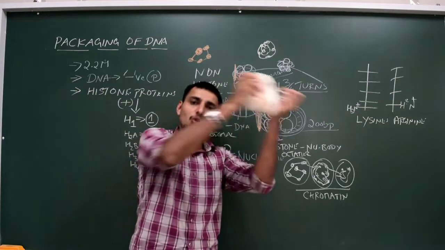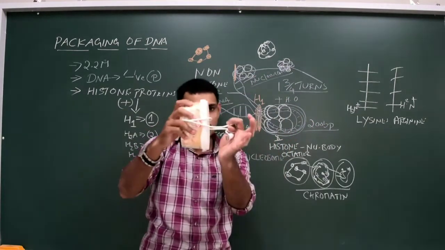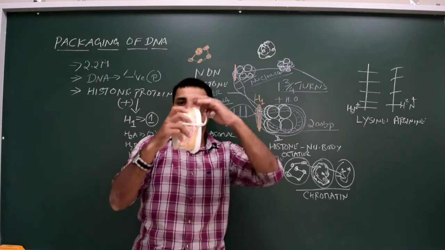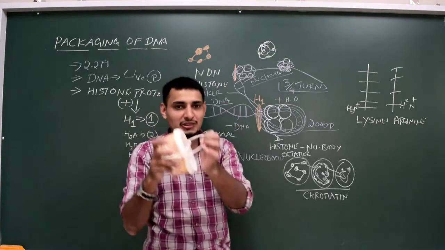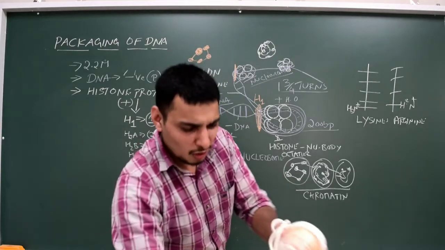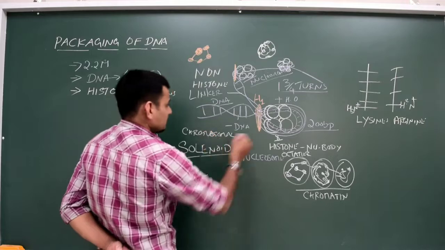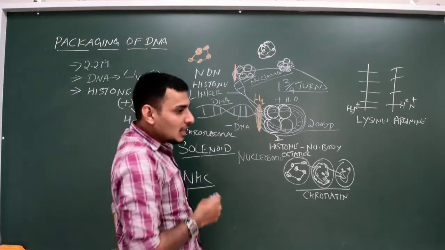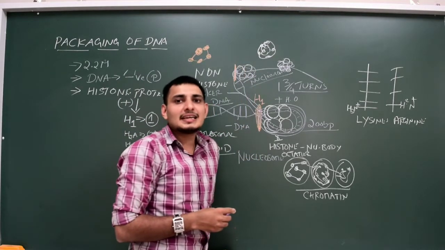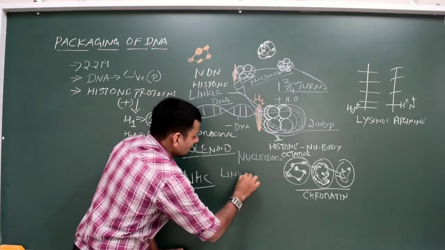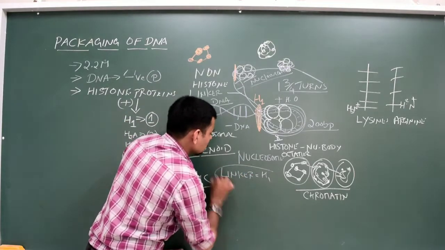Got it? So it goes and meets another nucleosome. This component is called nucleosome. What is it? Negatively charged DNA and histone octamer. Got it? Along with that H1 is there. What is exactly the other name of H1? These are the linkers. You may get a question: name the histone protein which acts like a linker in nucleosome. The linker is H1.